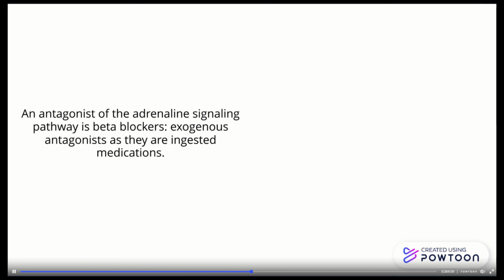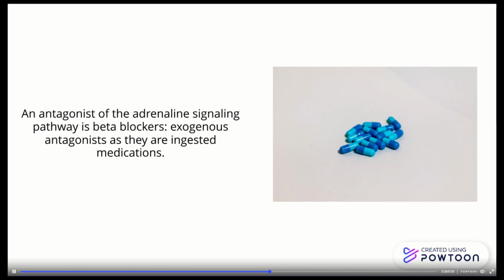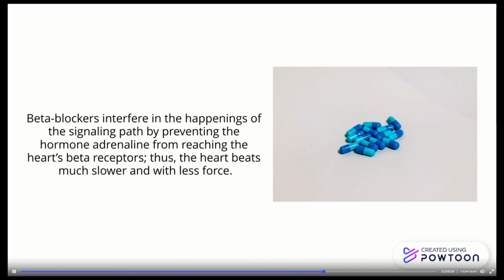An antagonist of the adrenaline signaling pathway is a beta blocker, an exogenous antagonist as they are ingested medications. Beta blockers interfere in the happenings of the signaling path by preventing the hormone adrenaline from reaching the heart's beta receptors. Thus, the heart beats much slower and with less force.